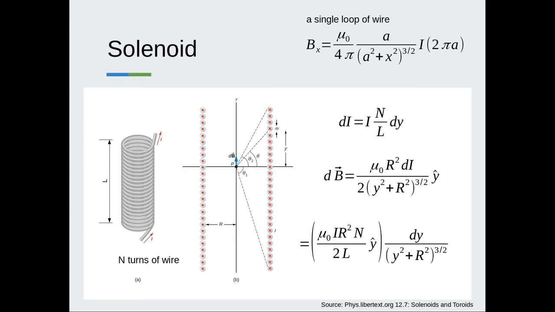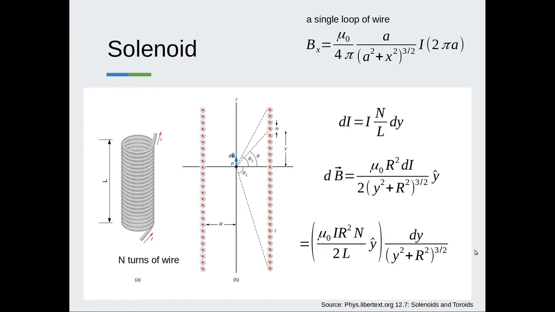We would like to separate them into coefficients and variables. Here are the coefficients and constants, which are not affected by our integration. And here are the variables that we're going to integrate. And mu 0, r squared, and dI is replaced by this one. So that's the reason why we get n over L here, and 2. And now we are integrating in the y direction.